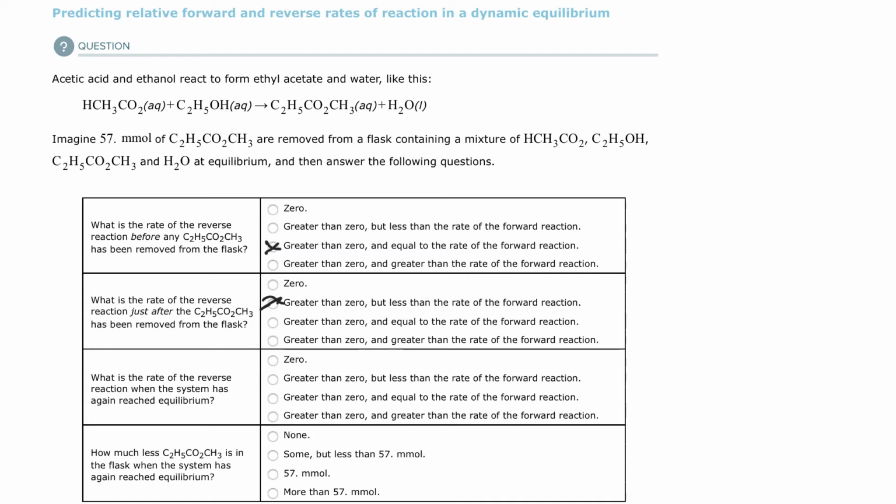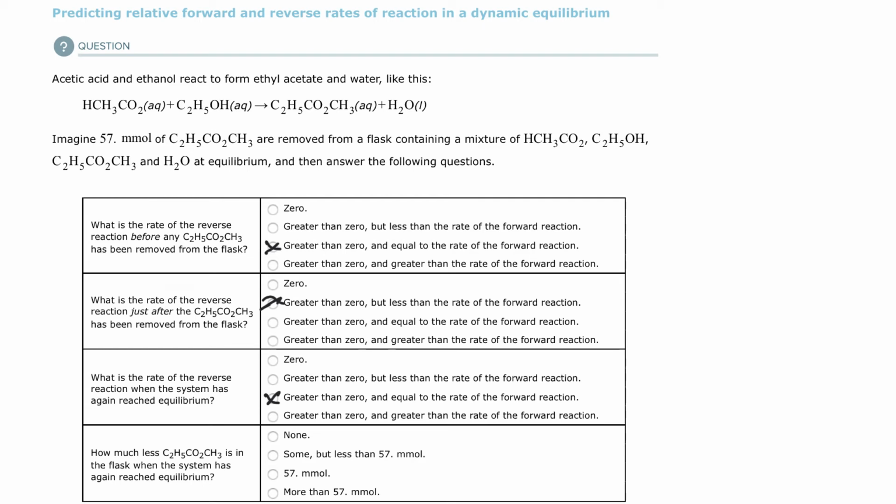Third question, what is the rate of the reverse reaction when the system has again reached equilibrium? Well, if it's reached equilibrium, equilibrium means the rates are the same. So it's going to be the same as before, greater than zero and equal to the rate of the forward reaction. Anytime it's at equilibrium, that's what that means. Last question. How much less of the ethyl acetate is in the flask when the system has again reached equilibrium? Okay. So they added some stuff. It was already at equilibrium. They removed 57 millimoles of the ethyl acetate and then let it reestablish equilibrium.